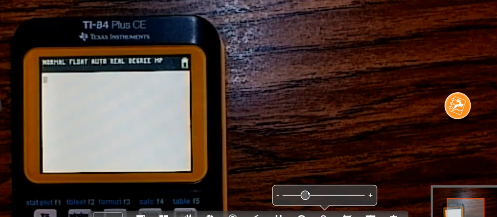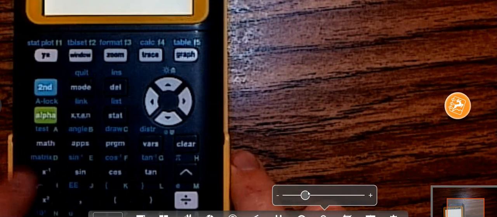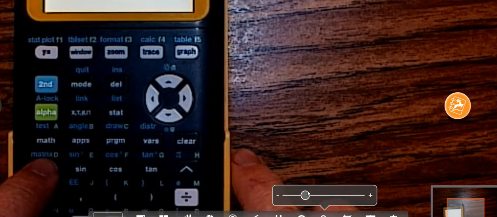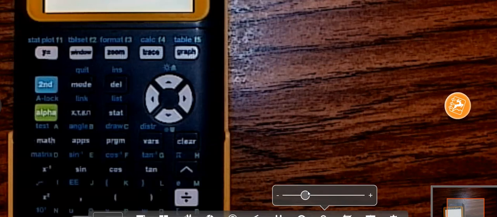All right, now, a few of you might have this, the matrix button might be in a slightly different spot. But for those of you with the newer style calculator, you can see the word matrix right here, right above the X inverse button. Now, some of you with the older style calculators actually have a button that says matrix on it. Yours is in the same spot.